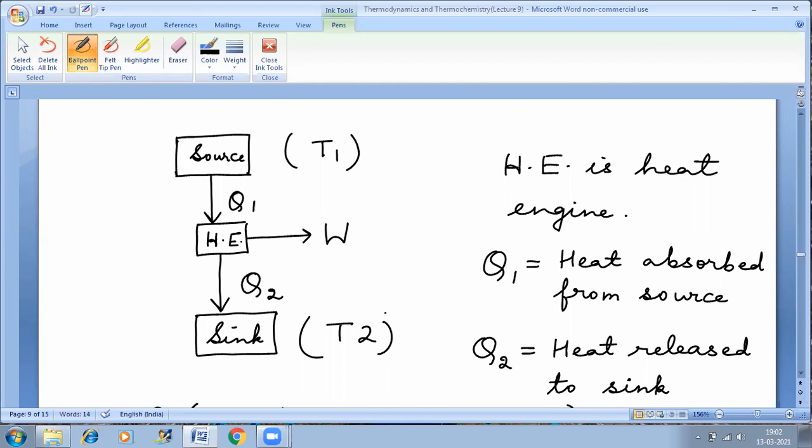So this is a schematic diagram for us to understand what exactly is happening. Q1 is the heat absorbed, Q2 is the heat released, and W is the amount of work done. Q1 is heat absorbed from a source. The thermal reservoir from which heat is absorbed is called source. And the thermal reservoir to which heat is rejected is called sink.